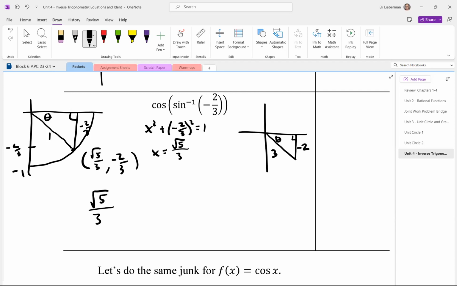We're looking for the cosine of that angle, so we have to find the other side. Are we gonna do that? Pythagorean theorem, but without the fraction. Which gives us what for this side? √5. Okay, so the cosine of this angle? √5/3, because adjacent over hypotenuse.